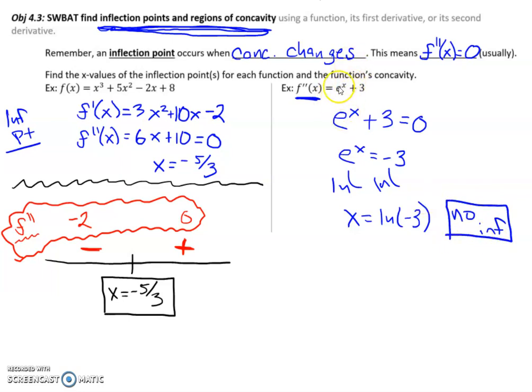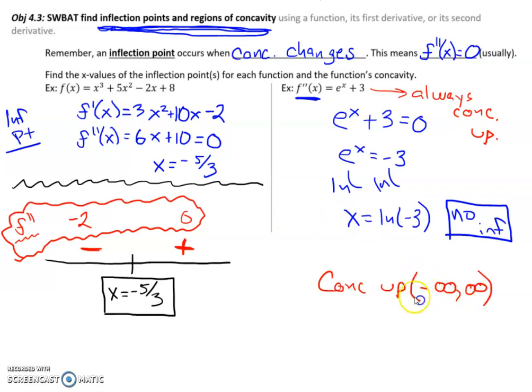You might have noticed this earlier, e to the x is an exponential function that's always positive if you think about the graph. So if you take a number that's always positive and you add 3 to it, it's going to stay positive the whole time. In fact, because the second derivative is always positive, this graph is always concave up. It's concave up from negative infinity to infinity. I just realized that I probably should have written a little bit more on the left as well.